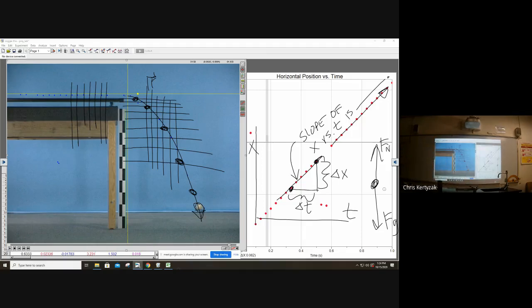Horizontally, it's moving equal distance each interval of time. Horizontal speed is constant regardless of whether it's on the table or in the air because there are no horizontal forces. Acceleration horizontally is zero. It's maintaining a constant horizontal speed.